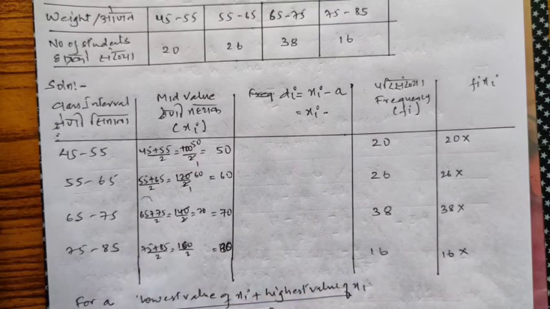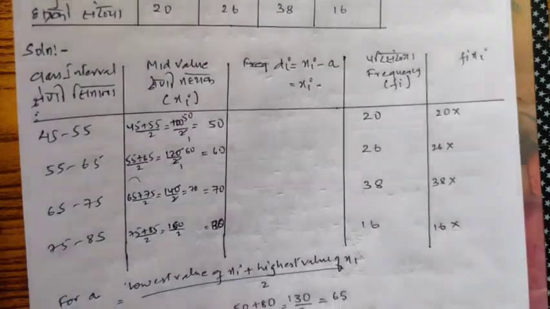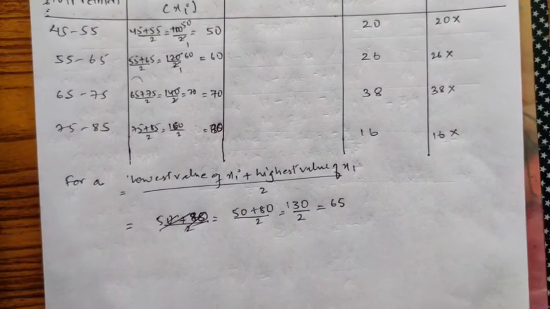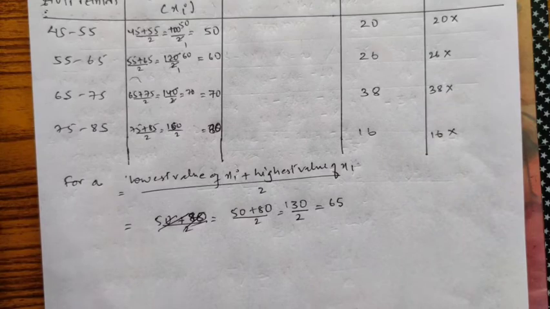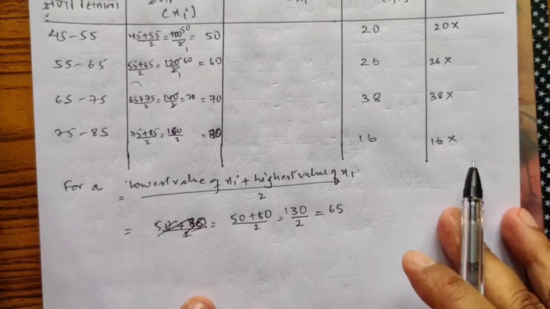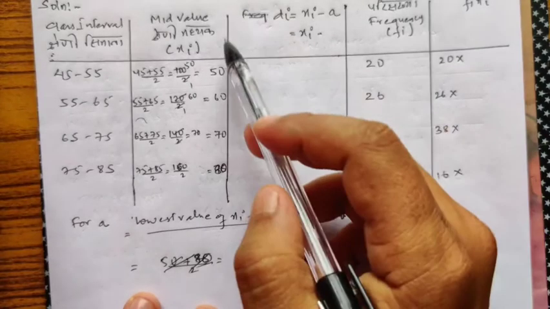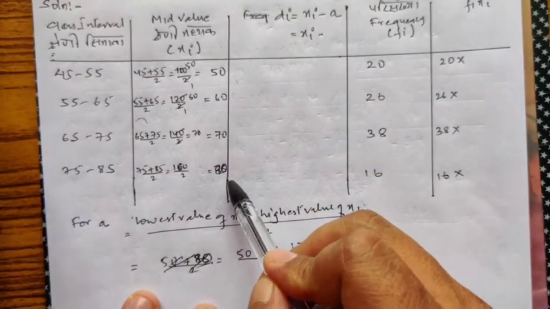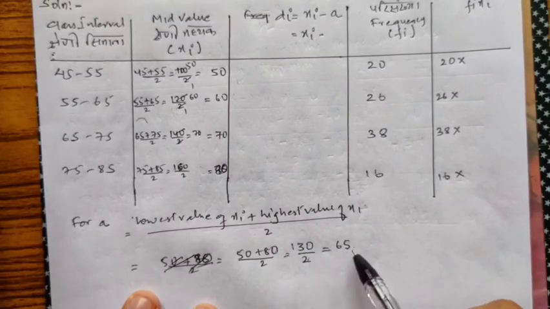Okay, the first table will be class interval. You know how to fill it up. Second will be mid value. I've taught you how to find mid value. Third table, di equals xi minus a. You don't know that, we need to do that. Fill up the frequencies, fi xi. Again, for a, I've taught you. A is your assumed mean. How will you find a? Lowest value of xi plus highest value of xi. What's the lowest value of xi? 50. What's the highest value? 80. 130 by 2, 65.